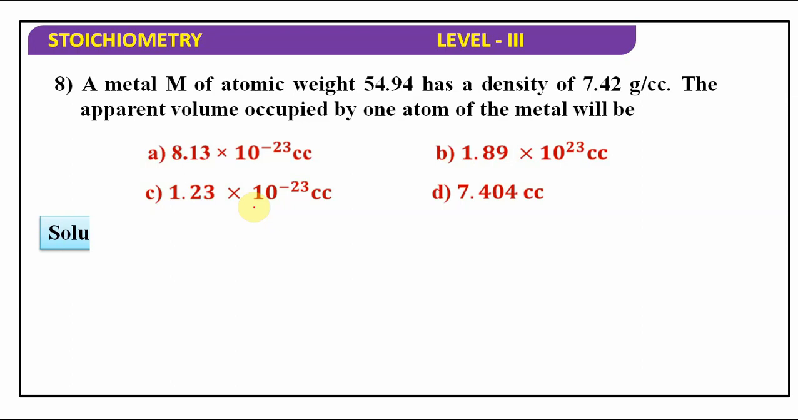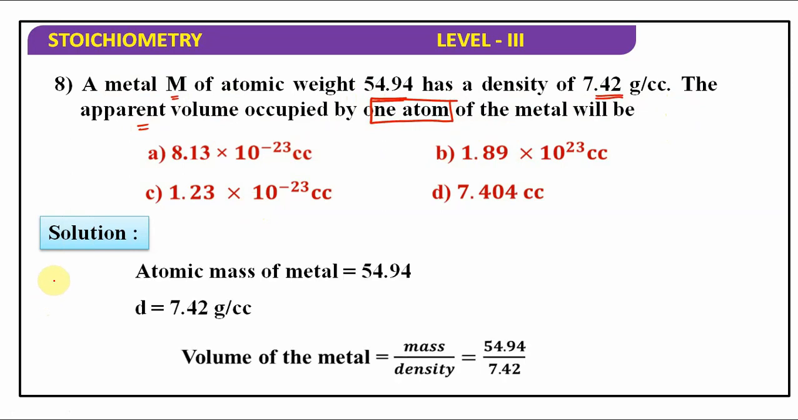Another very simple question it is. A metal M of atomic weight 54.94 has a density of 7.42 gram per cc. Find the apparent volume occupied by one atom of the metal. Observe it carefully: apparent volume occupied by the one atom.